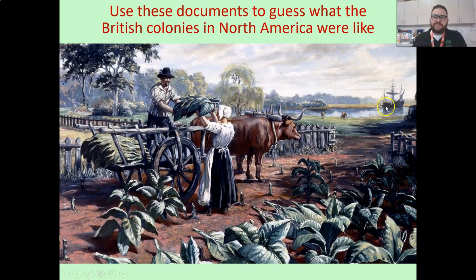We also see a ship right here. The British are going to be involved in trading as well. And so we will further talk about that as we learn more throughout this course. So we can see that this is going to be very hard work, working within a farm and being involved in the trade.